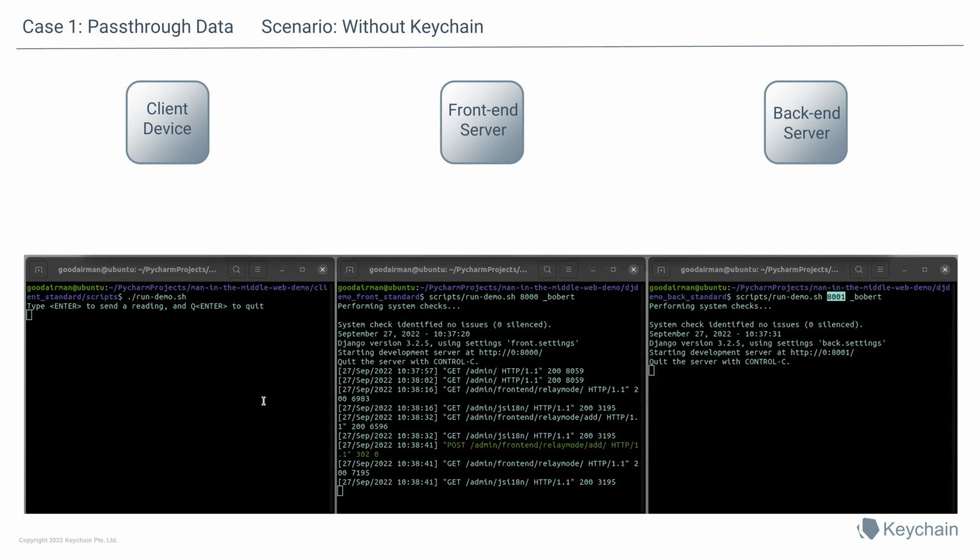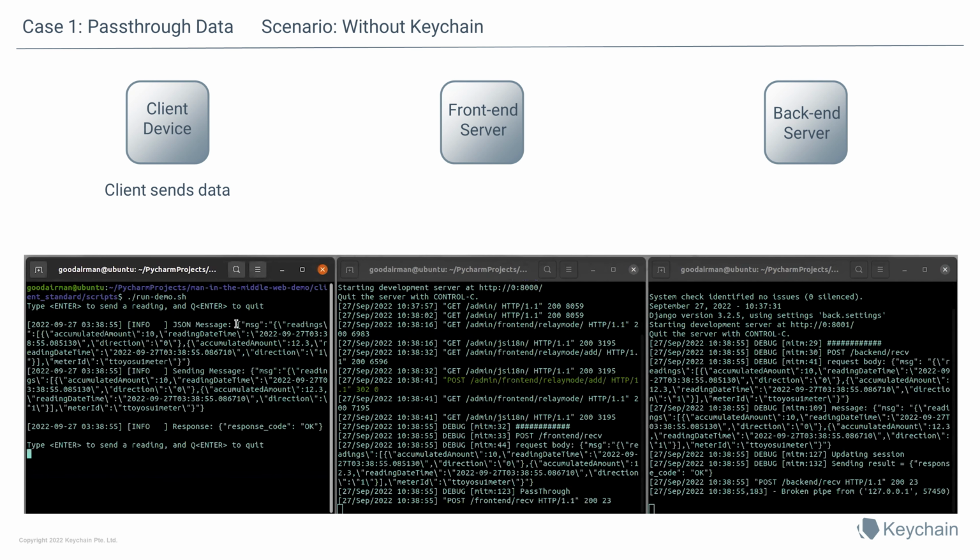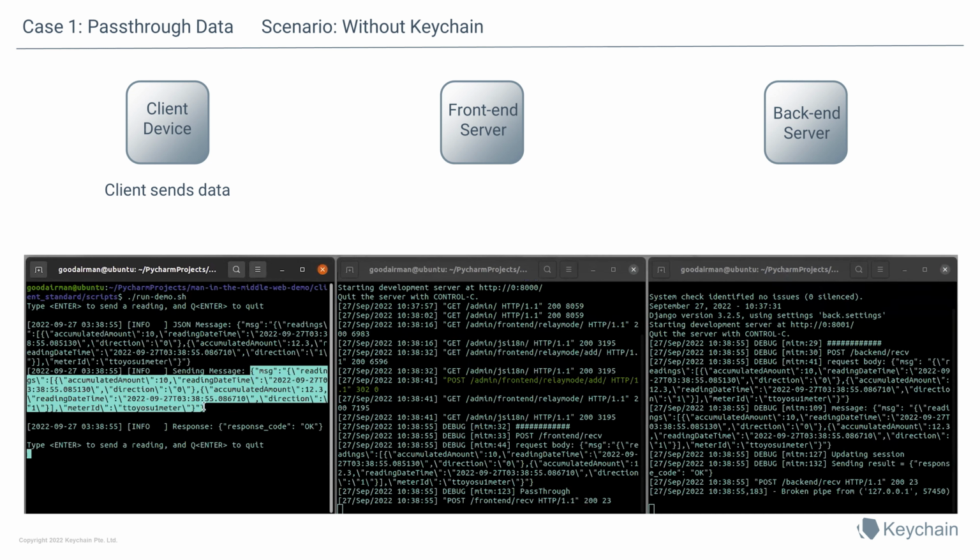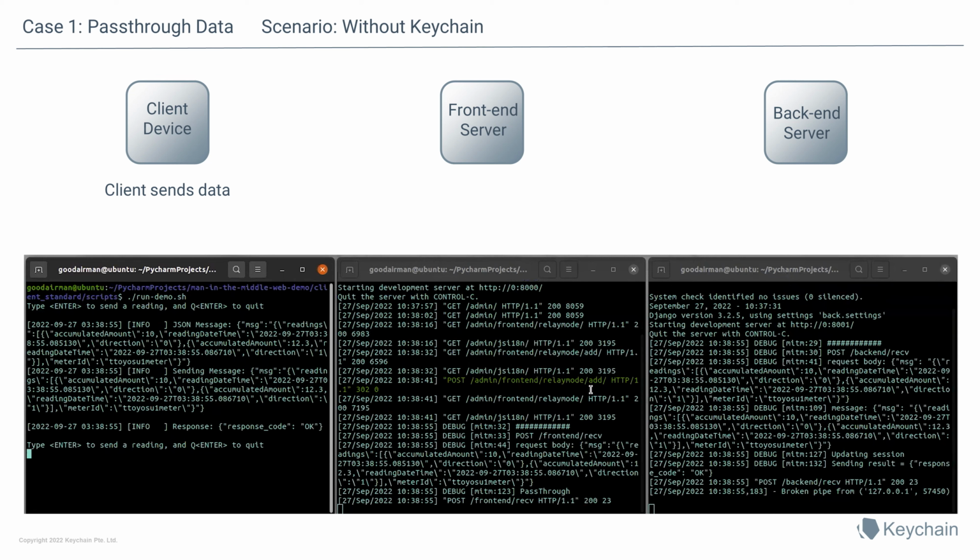Now let's send the message from the client and see what happens. Send the message by pressing enter. So here's the message that the client created, and here is the message that it sent. It's the same message, obviously. It first creates the message and then it sends the message. And in the pass-through mode, the front-end server receives that message.